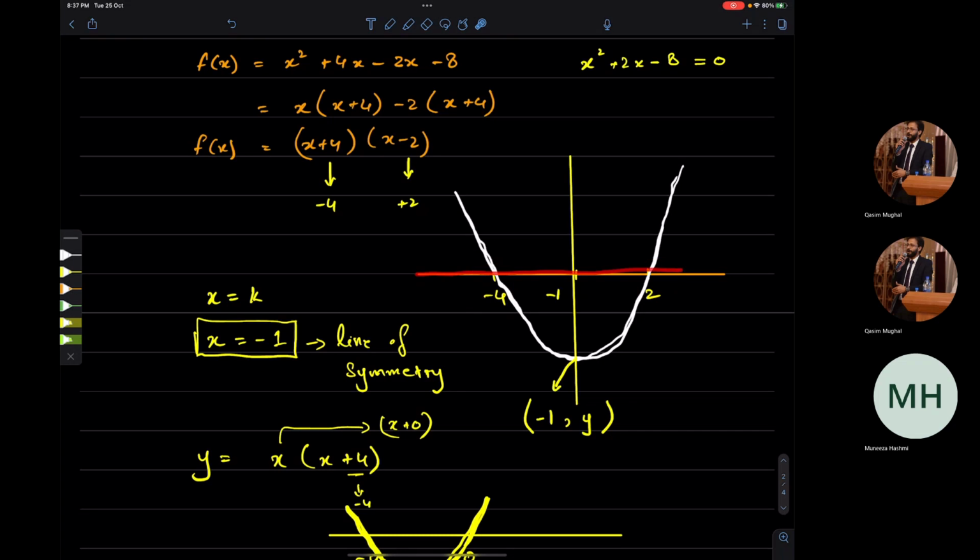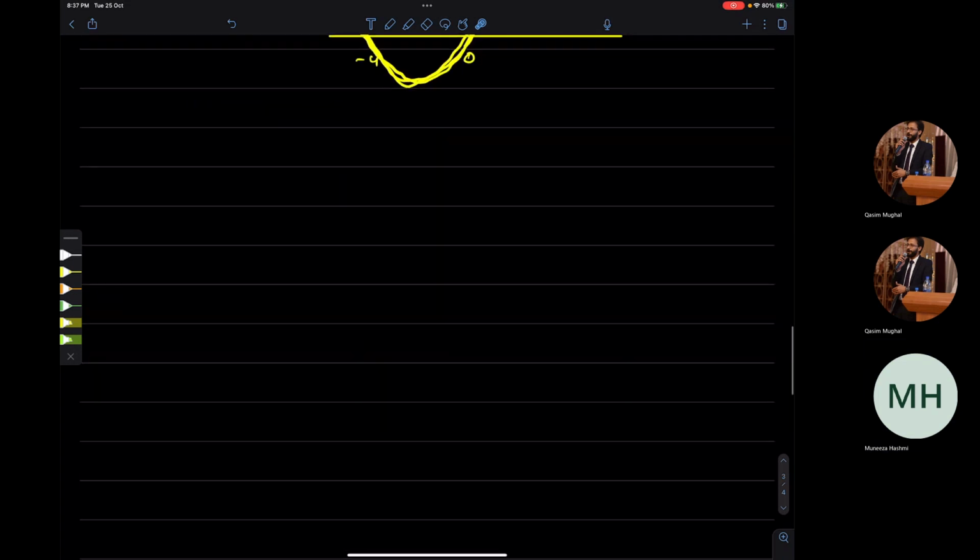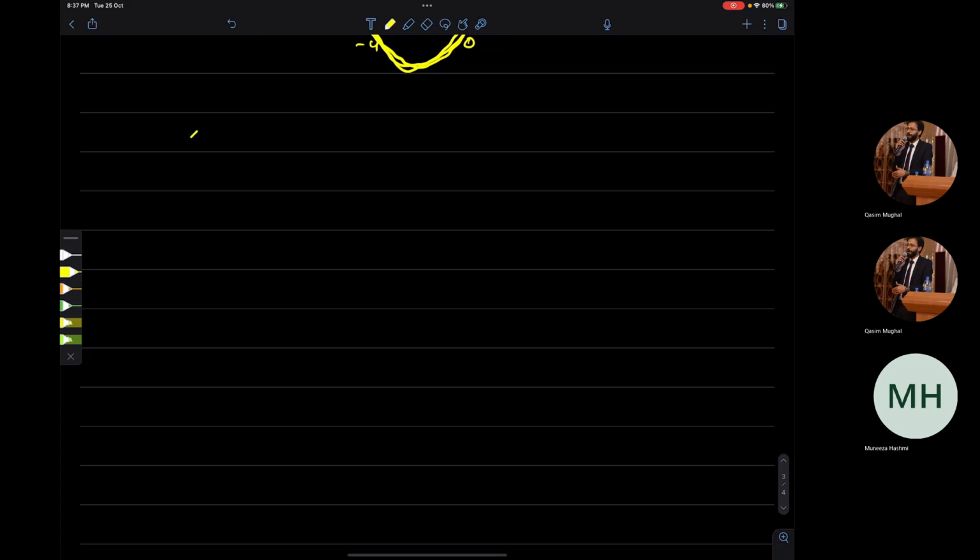Roots mean where the graph is cutting the x-axis at 2 points where y is 0. So these are the 2 points. Now the second situation is f of x equals x plus m, the whole squared. If you talk about the discriminant, b squared minus 4ac would be equal to 0, where you would be getting real and repeated roots.